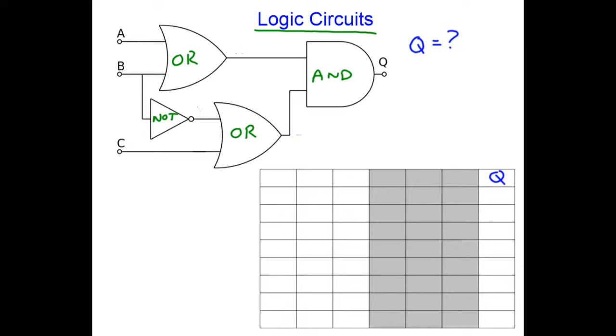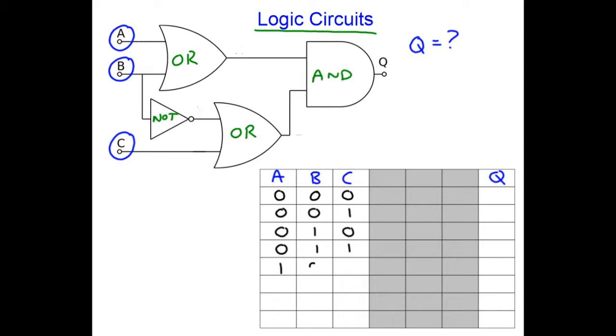So I've got Q written in the last column of my truth table. I need to identify the inputs as A, B and C, and write those in the first columns. Now I'm going to write down all the possible combinations of A, B and C, and it's important to do them in the right order. It makes it easier for other people to read if we all agree on the same order. So we start off with 0, 0, 0; 0, 0, 1, binary 1; 0, 1, 0, binary 2; 0, 1, 1, binary 3; 1, 0, 0, binary 4; 1, 0, 1; 1, 1, 0; finally 1, 1, 1, binary 7.